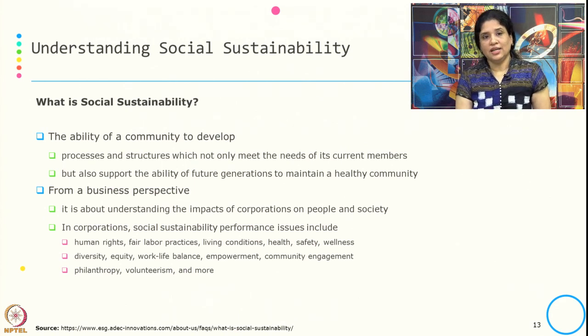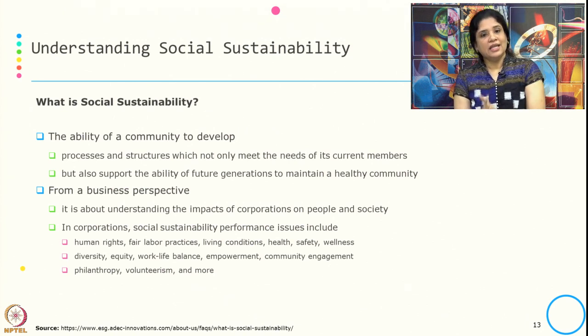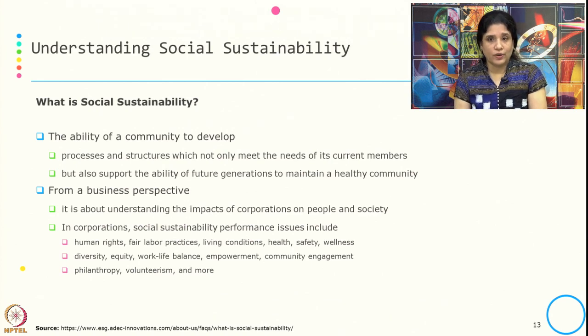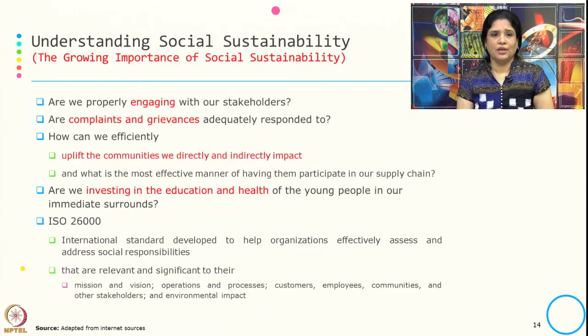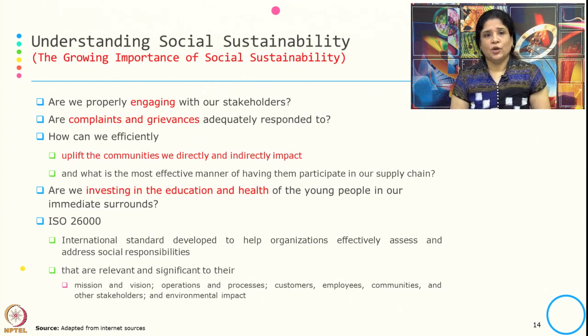Social sustainability is the ability of a community to develop processes and structures which not only meet the needs of its current members, but also support the ability of future generations to maintain a healthy community. From the business perspective, it is about understanding the impact of the corporation on people and society. In a corporation, social sustainability performance issues include human rights, fair labor practices, and also community engagement and philanthropy.